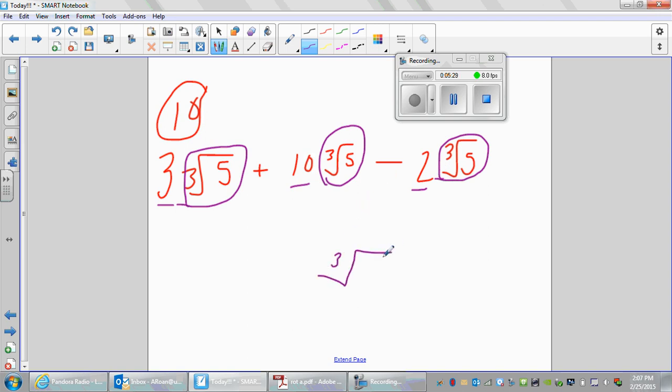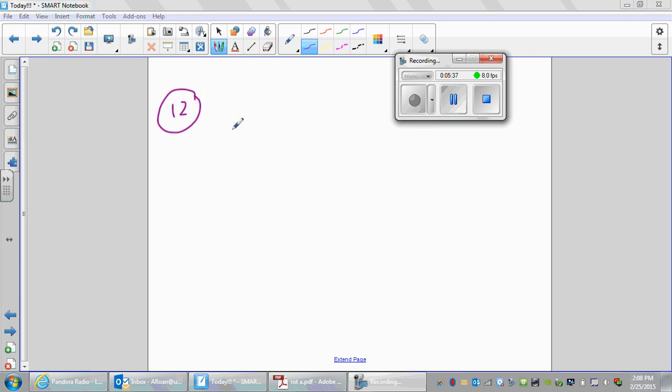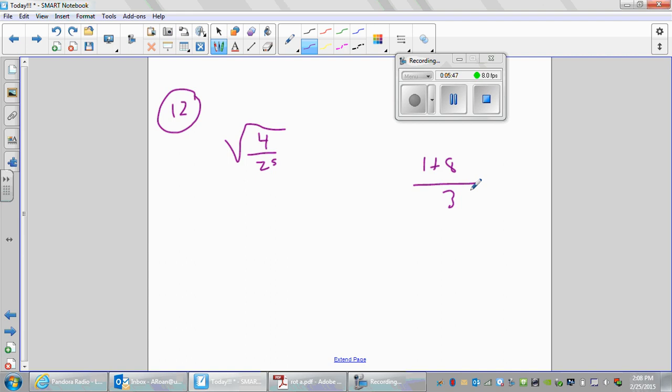13 minus 2. So you'll have 11 of them. Number 12. Just like we would rewrite a fraction, let's break this apart. So if I had the fraction (1 plus 8) over 3, I could rewrite that as 1/3 plus 8/3.